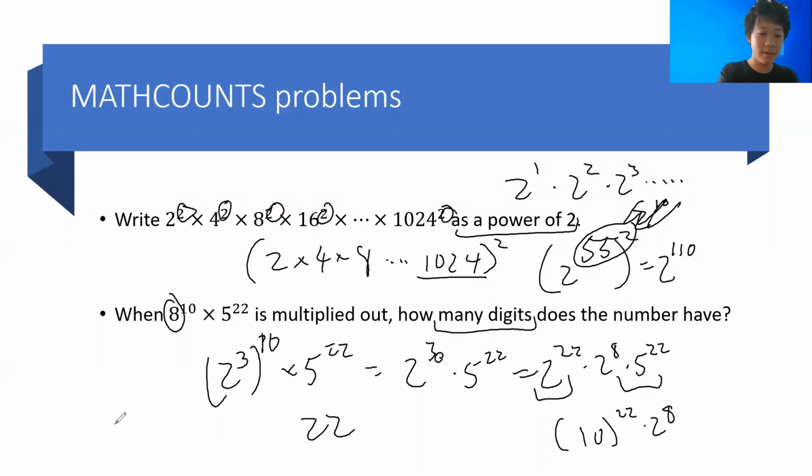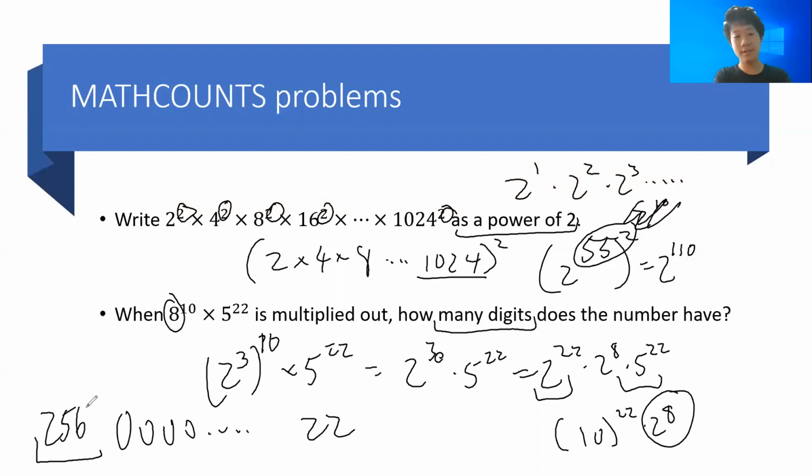And then after we have all those zeros, we have some number in the front that equals this. 2 to the 8th, well, that's 256. 3 extra digits, so we just add 22 and 3, which is 25.